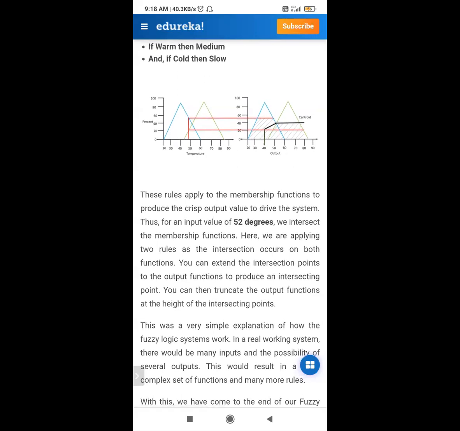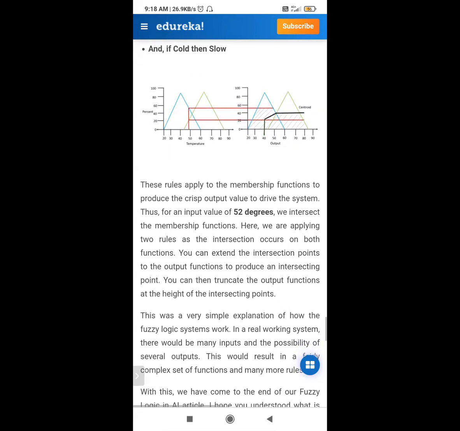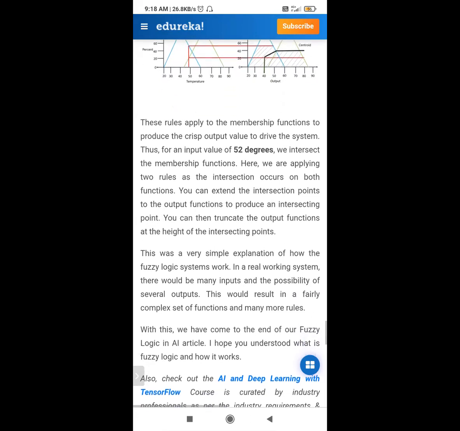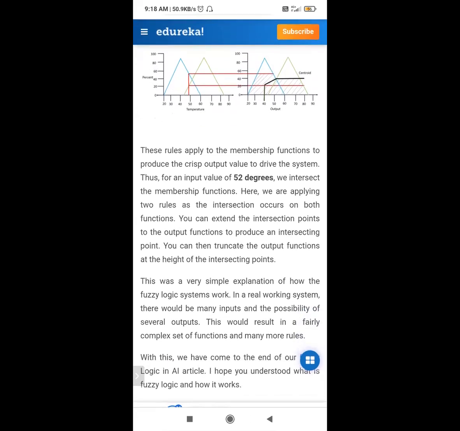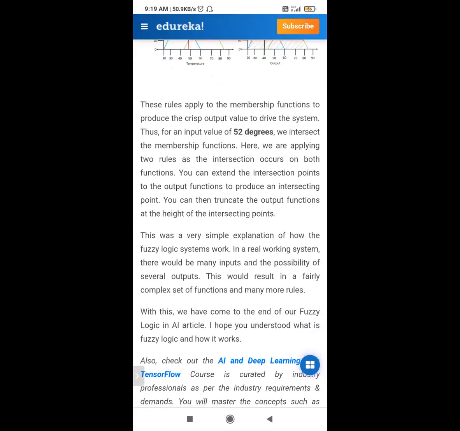Here we are applying two rules as the intersection occurs on both functions. We can extend the intersection points to the output function to produce an intersecting point. Now we need to calculate the output functions at the height of the intersecting points. Okay, like this. So this is the explanation of how the fuzzy logic system works. In a real working system, there will be many inputs and a possibility of getting several outputs.